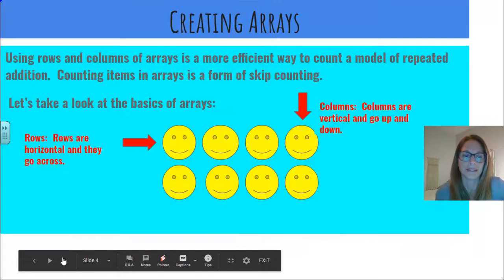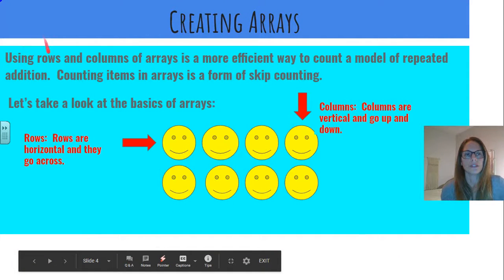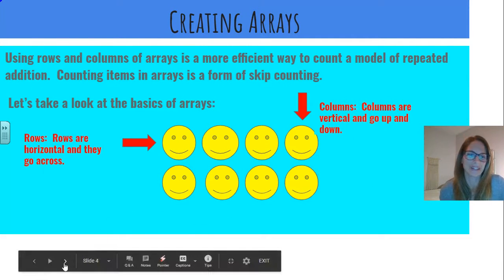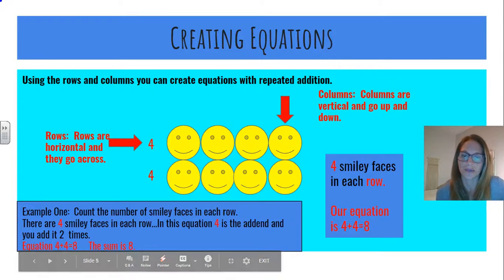And let's get into the basics of arrays. So using rows and columns of arrays is a more efficient, or we call it easier, way to count a model of repeated addition. So counting items in arrays is a form of skip counting as well. So let's take a look at the basics. So here are our rows. They go across like this. And these are our columns, and they go up and down. And now we're going to look at our first equation.